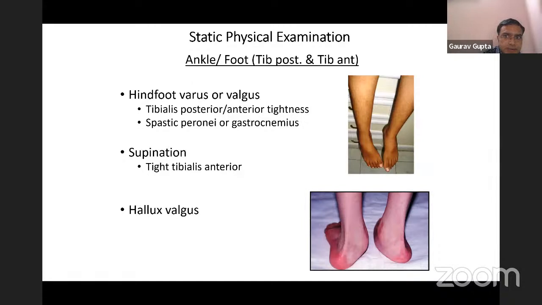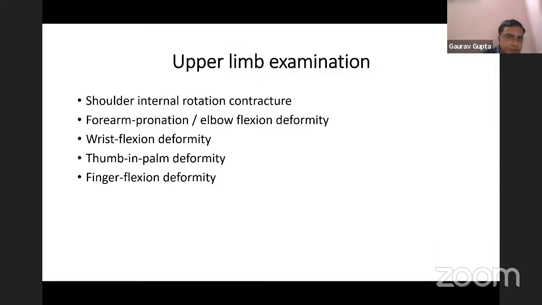Then for the foot, we can assess hind foot varus or valgus by assessing the tibialis posterior or anterior tightness, which both can lead to hind foot varus, and spastic peronei or tight gastrocnemius, which can lead to hind foot valgus. Supinated foot can be mainly due to tibialis anterior tightness, and we can assess hallux valgus, which is common in cerebral palsy patients. For the upper limb, we can assess shoulder internal rotation, forearm pronator tightness, elbow flexion deformity, wrist flexion deformity, thumb in palm deformity, and finger flexion deformity. So we should assess all these contractures and treat accordingly.